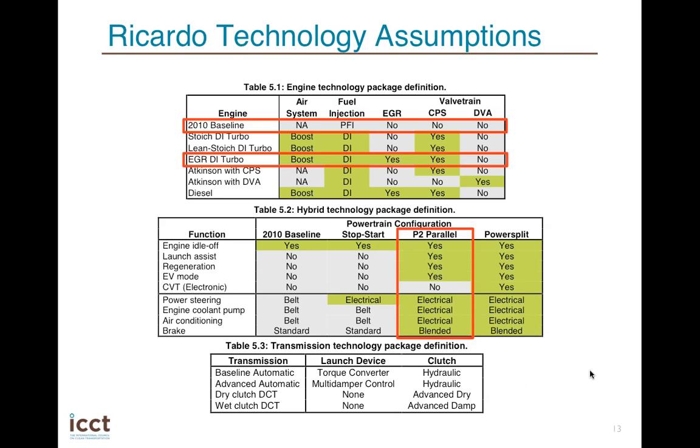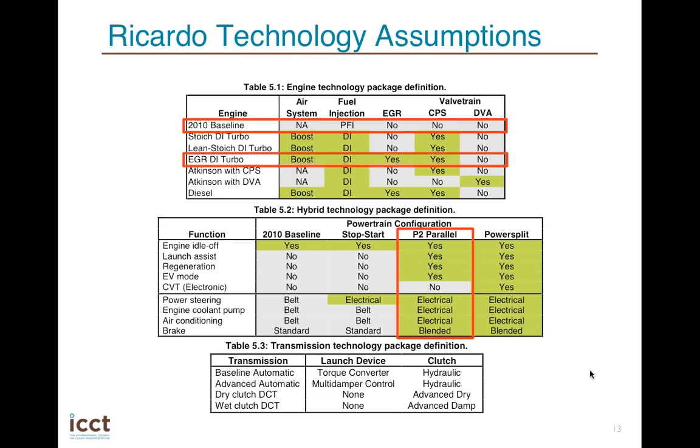So of course the baseline, and then we elected to go with a boosted EGR, direct injection engine. The efficiency wasn't quite as good as the lean stoich DI turbo, but we thought that because of emission considerations, it was a more reasonable choice to start with.